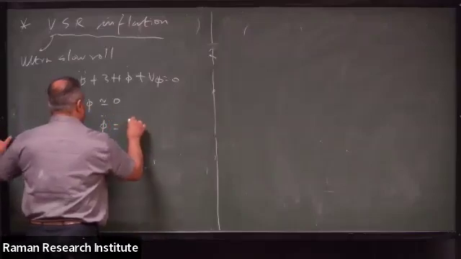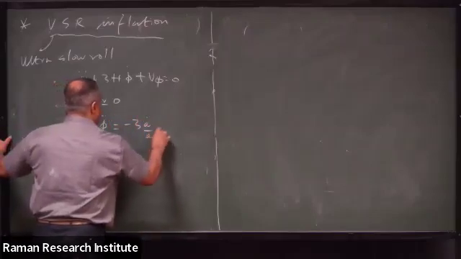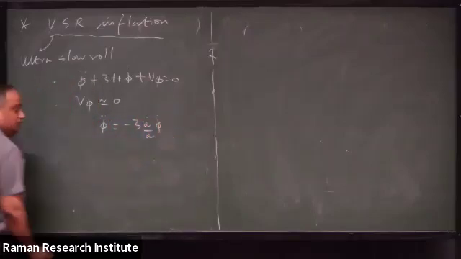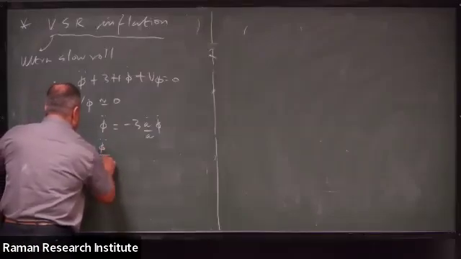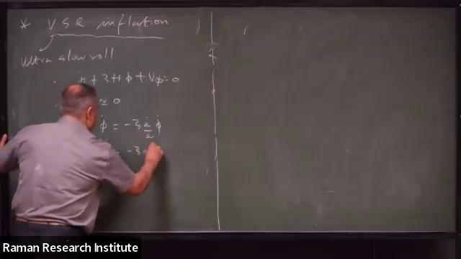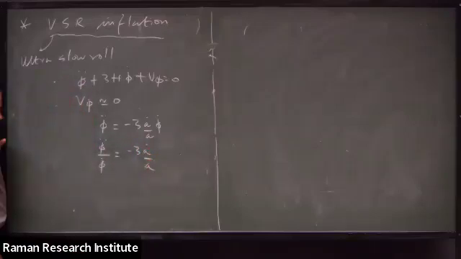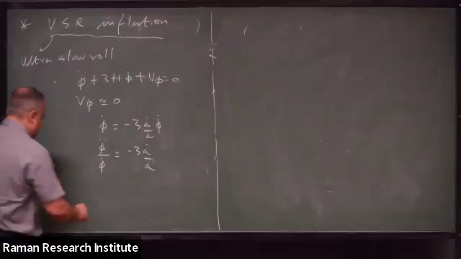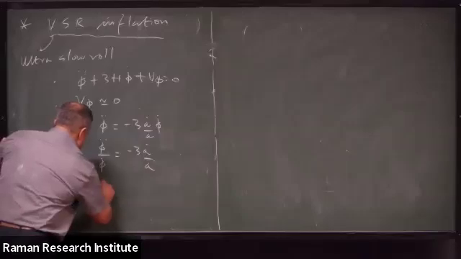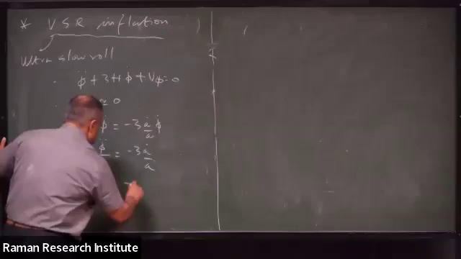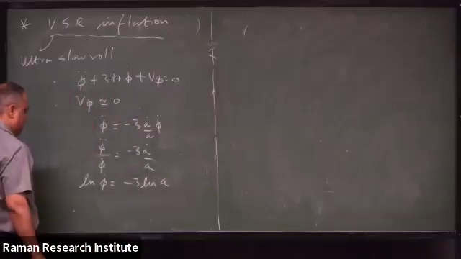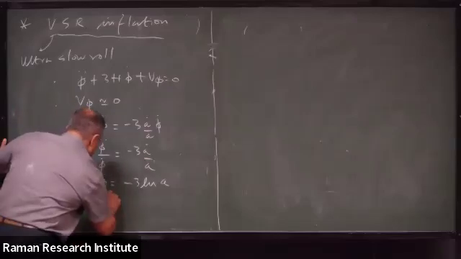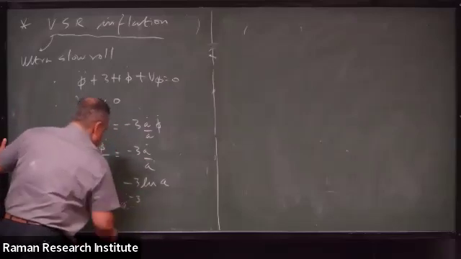Phi double dot is minus 3 a dot by a phi dot, right? Or phi double dot by phi dot is what? Minus 3 a dot by a, right? So what does it imply? It implies that log phi dot is minus 3 log a. Is that correct? Okay. So phi dot is proportional to a to the minus 3.